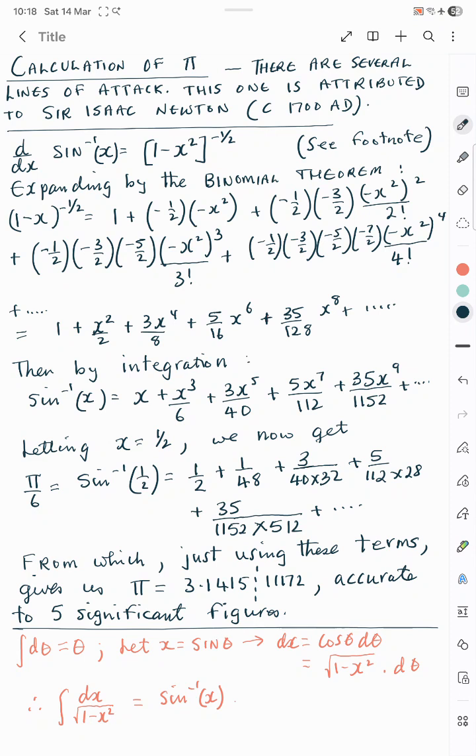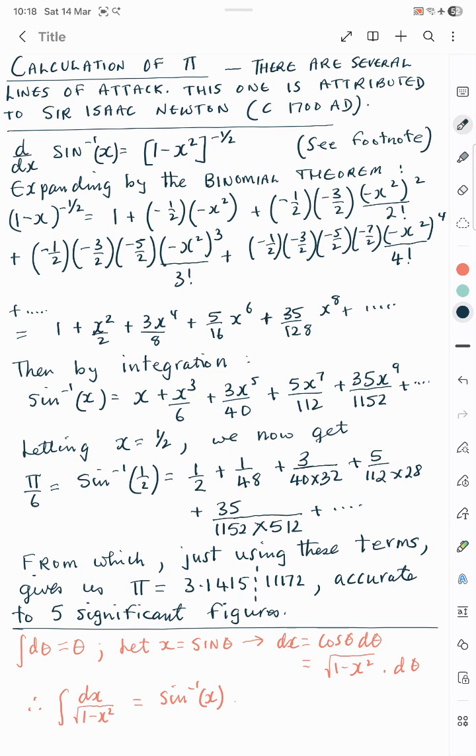Anyway, in this episode, we want to look at a method of calculating pi. Now, of course, there are several lines of attack for this. This particular one is attributed to none other than Sir Isaac Newton around the year 1700 AD.